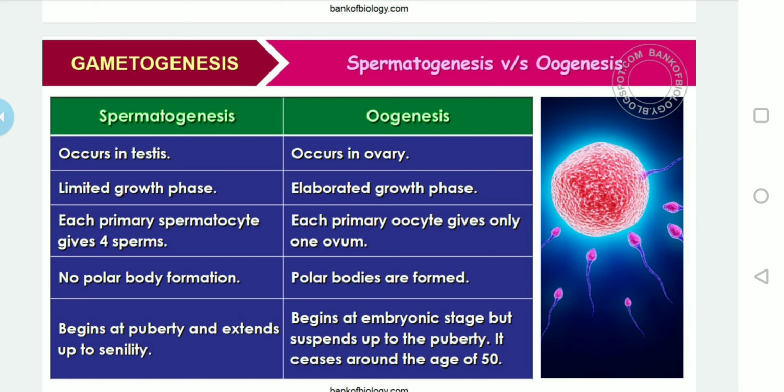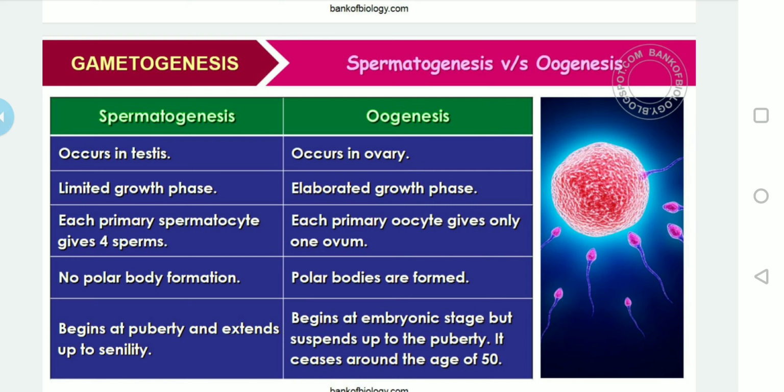And what about when the process begins? Spermatogenesis begins at puberty and extends up to senility. But what about oogenesis? It begins at the embryonic stage but is suspended until puberty. It ceases around the age of 50. That means the stoppage of the menstrual cycle.